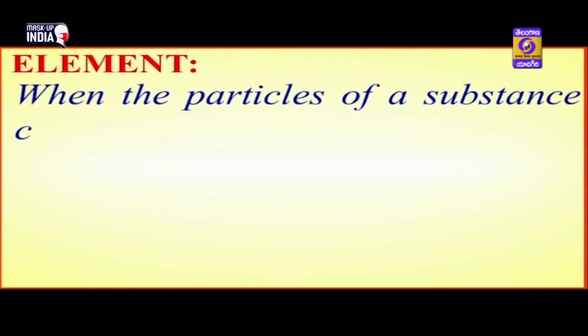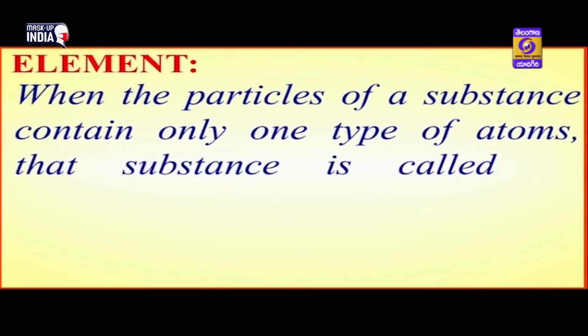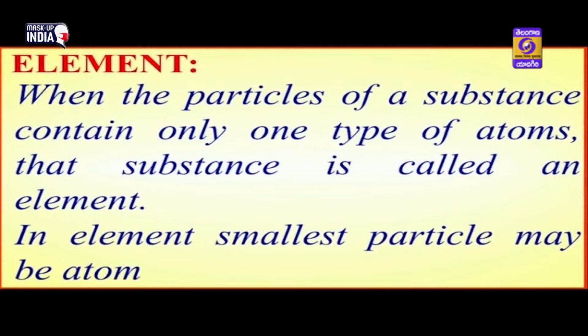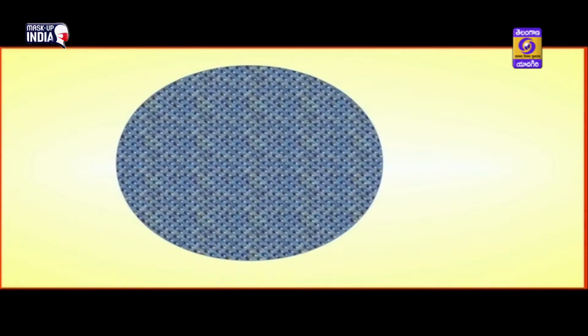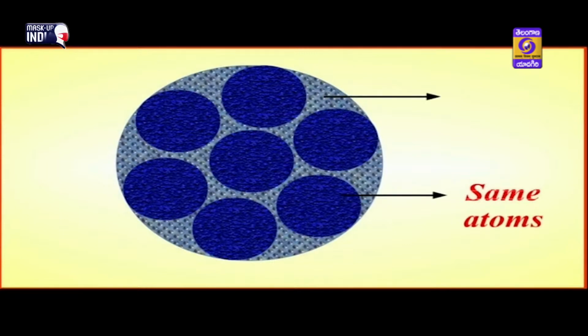Element. When the particles of a substance contain only one type of atoms, that substance is called an element. In an element, the smallest particle may be an atom or a molecule. Look here, my dear children, this is an element. Here, the same type of atoms are gathered together. So this is called an element.